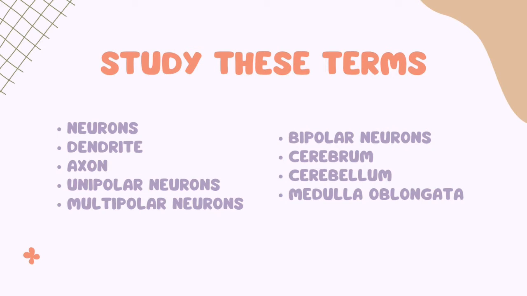Okay, so next we have here the medulla oblongata. The medulla oblongata is a cone-shaped mass in the brain stem responsible for the involuntary movements. Again, those are the terms that we're going to encounter as we go on to our discussion later on.